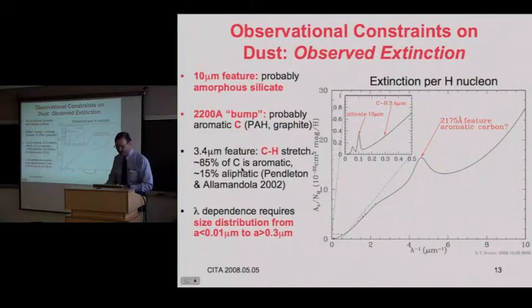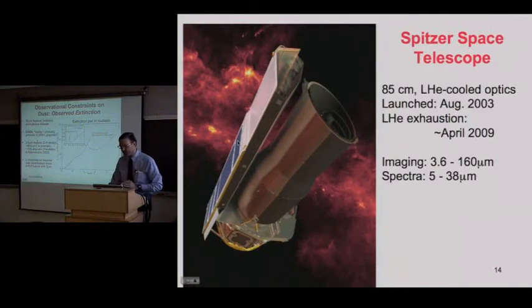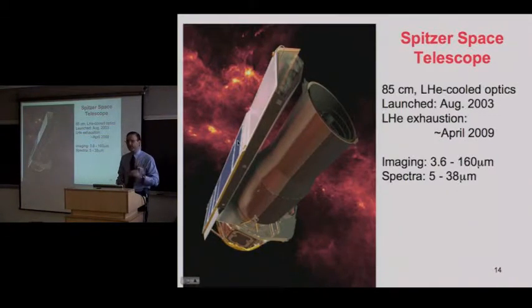So I've dwelt on this a little bit too long, but again, this is an important constraint on interstellar dust. So now let's move into the infrared. Infrared observations have been carried out with a series of space missions going back to IRAS.